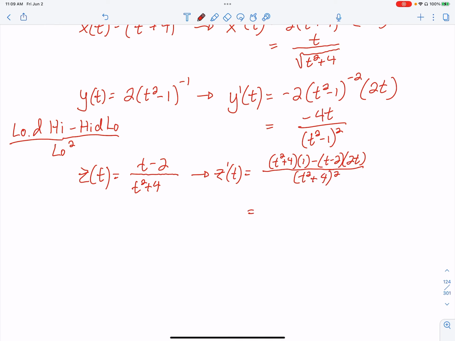All right, I like to clean this up. I'm going to go ahead and multiply this out up here so I don't have to rewrite a whole other line. Okay, so we get minus 2t squared and then plus 4t. Okay, so minus t squared plus 4t plus 4.